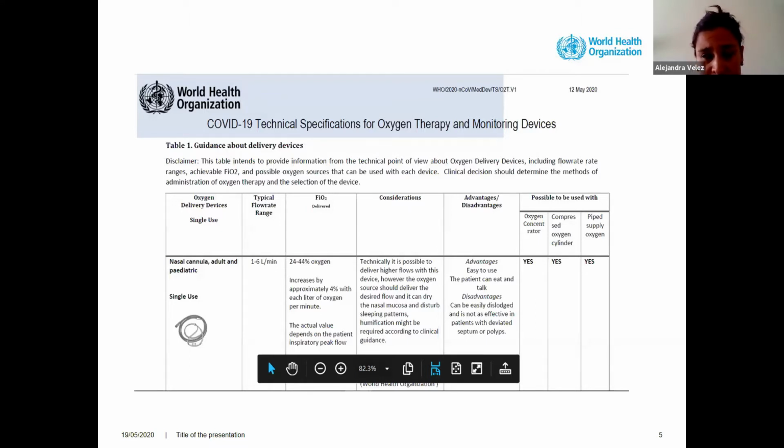This is one of the screenshots of the guidance on oxygen delivery devices, just to let you know that it also includes some clinical advice on how to use or how to combine the devices once you select them.